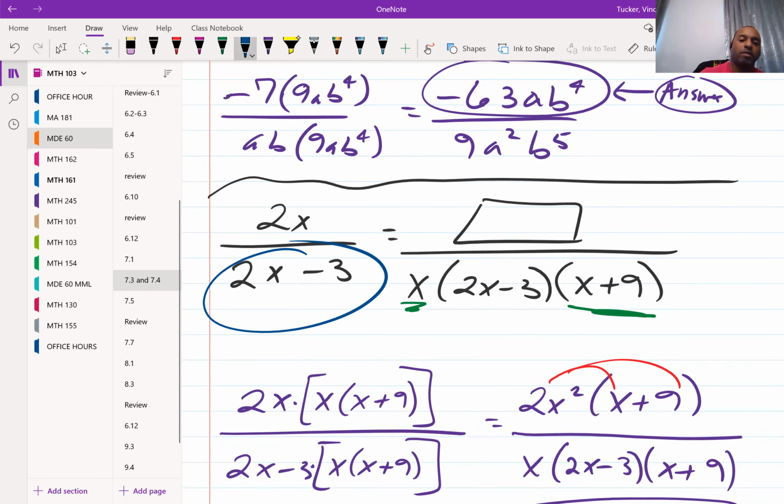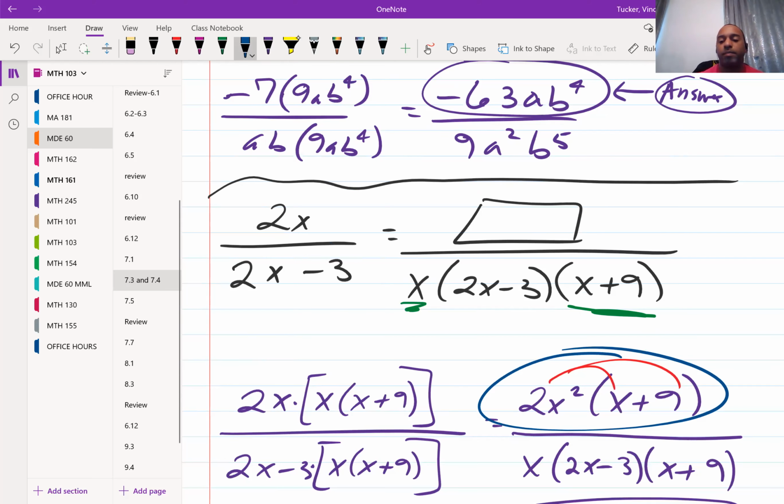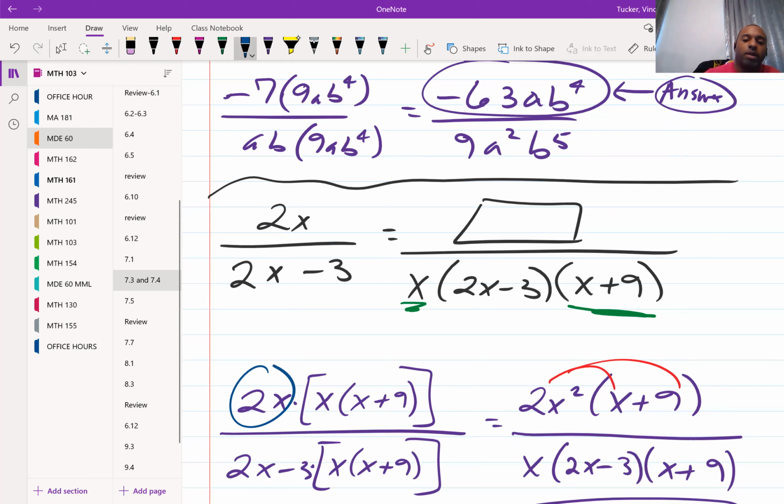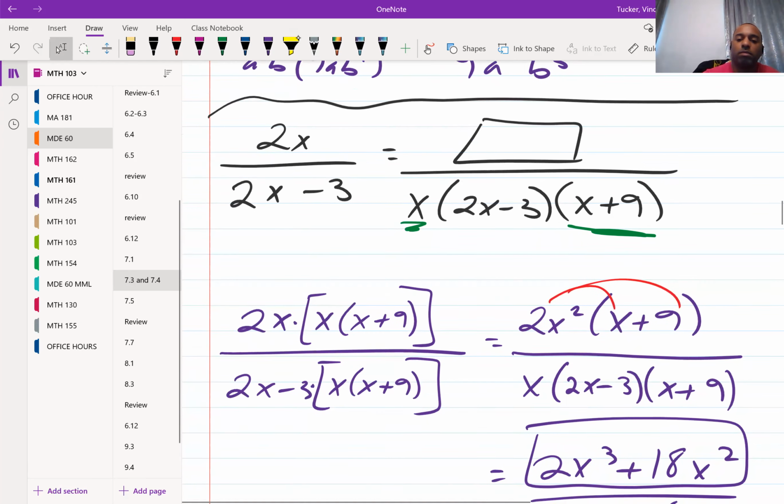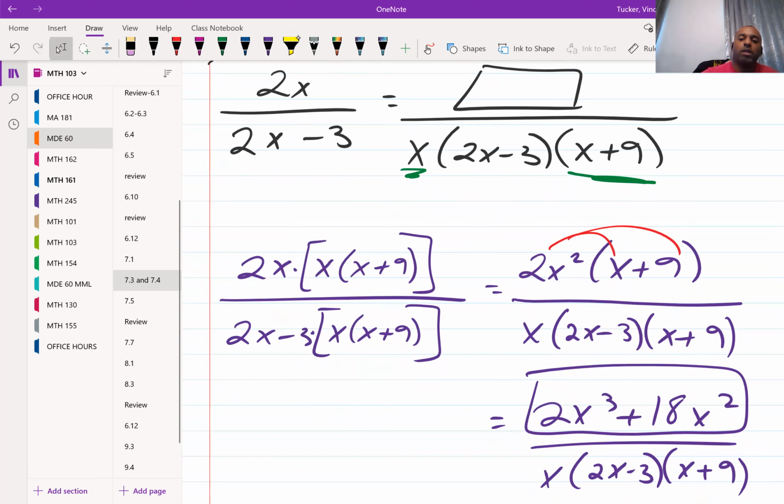Now we don't have to worry about doing the bottom because we want to know what goes here in the top. And so that's what we're doing here. We're going to distribute that: 2x squared, because notice we had 2x, then we multiply x and x squared to the 2x. So x times 2x is 2x squared, and then we're going to distribute that into the x plus 9. So 2x squared times x is 2x cubed, and then 2x squared times 9 is 18x squared.